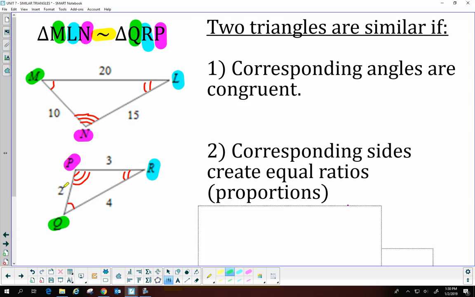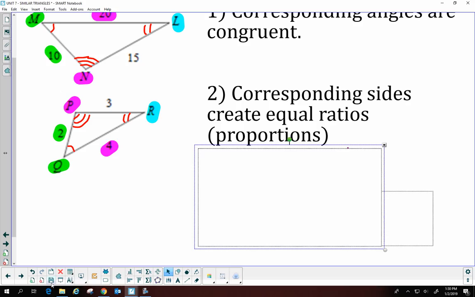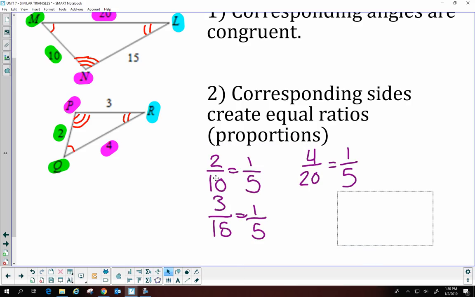So I'm going to match up the smallest side with the smallest side, the biggest side with the biggest side, and then the ones in the middle, and I'm going to write those three fractions. So I have 2 over 10, 3 over 15, and 4 over 20. All three of those fractions simplify to be 1 over 5.